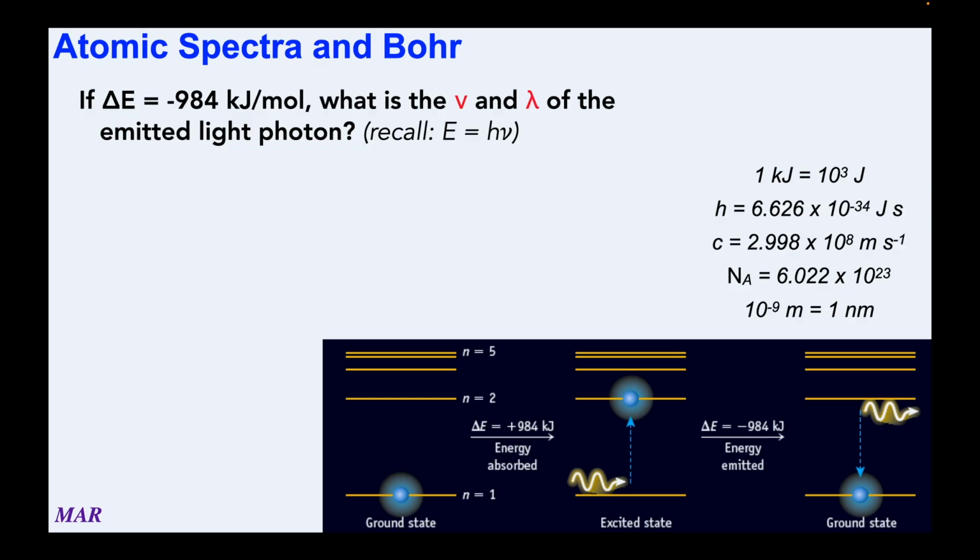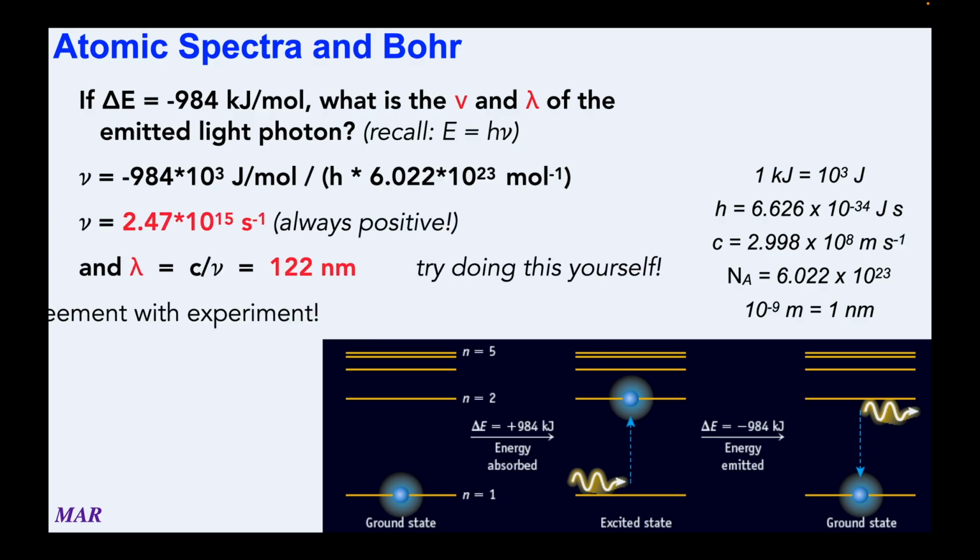Now there are 1,000 joules in a kilojoule, so we're going to multiply that number by 1,000 to get joules per mole. But we've got to get rid of the moles too. We want to have it per photon. So what that means is we're going to end up dividing that number by Avogadro's number. And from that, we're going to get the joules per photon.